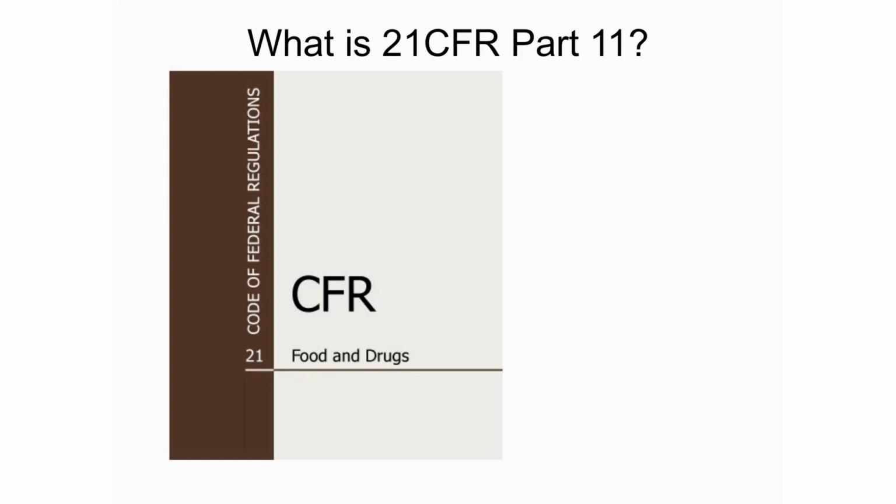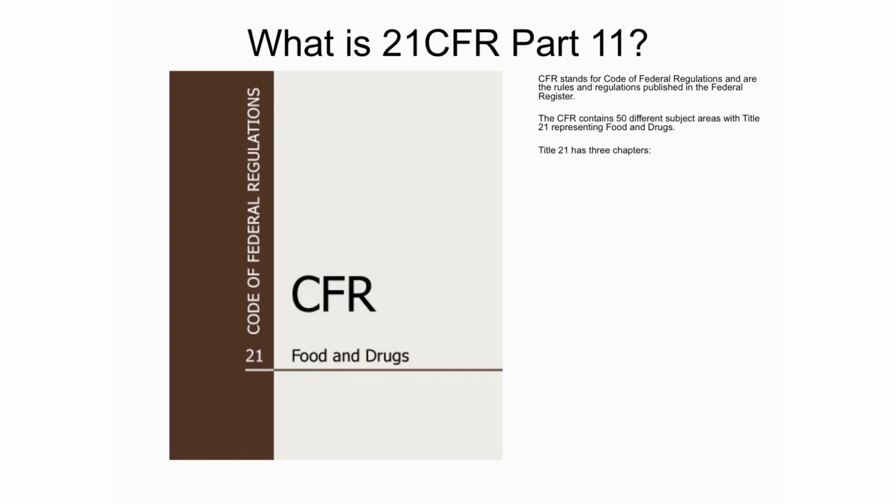What is 21 CFR Part 11? CFR stands for Code of Federal Regulations and are the rules and regulations published in the Federal Register. The CFR contains 50 different subject areas with Title 21 representing food and drugs. Title 21 has 3 chapters. Chapter 1 is for the Food and Drug Administration. Chapter 2 for Drug Enforcement Agency. And Chapter 3 for the Office of National Drug Control Policy.